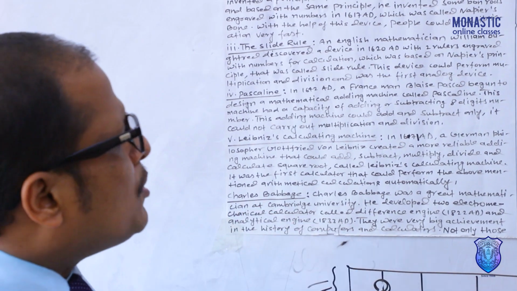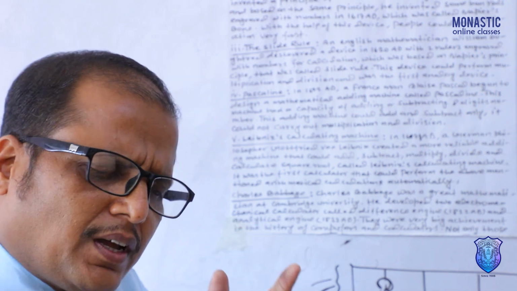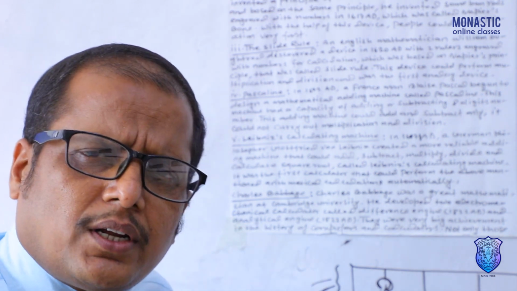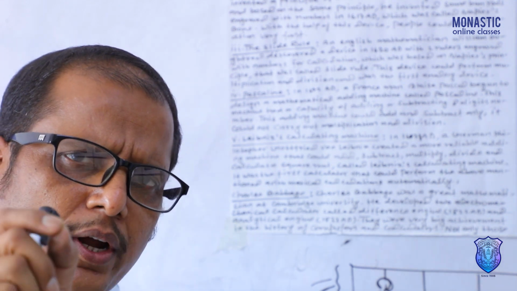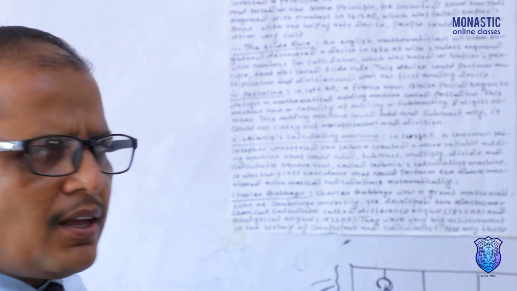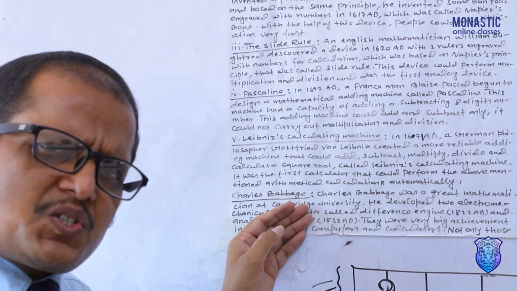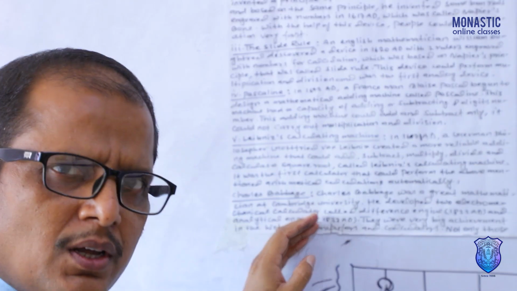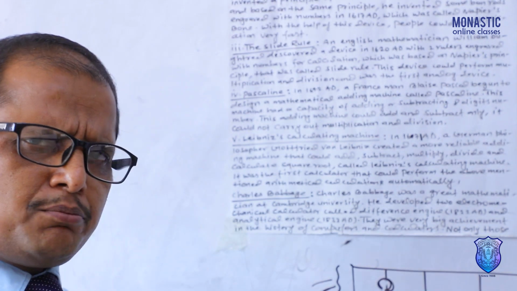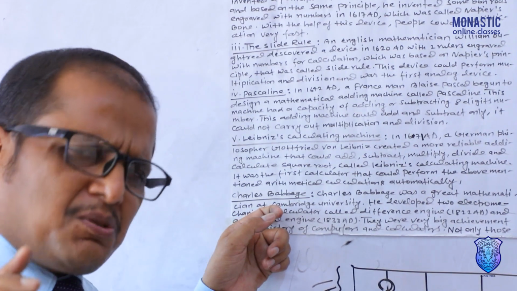Okay, and he developed two electromechanical calculators, named Difference Engine and Analytical Engine. Actually, the Difference Engine was developed in 1822 AD, whereas the Analytical Engine was developed in 1833 AD. It was a very big achievement in the history of computers and calculators, because at that time there was no computer, there were no calculators. That's why it was a very big achievement.